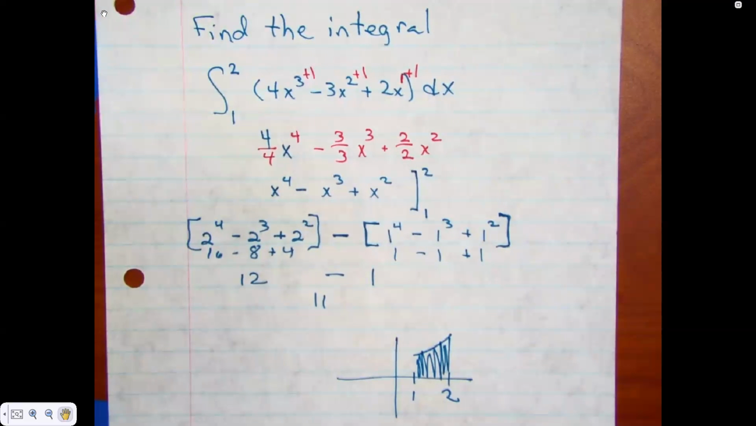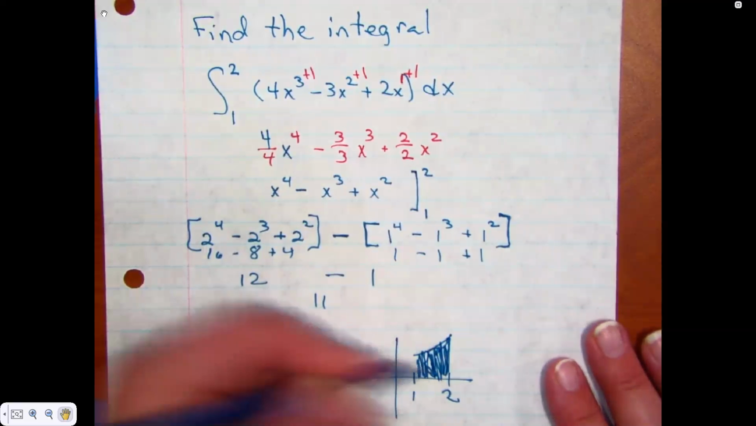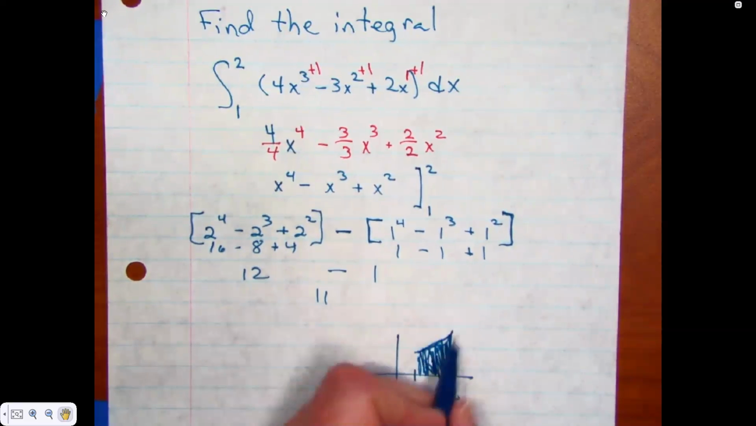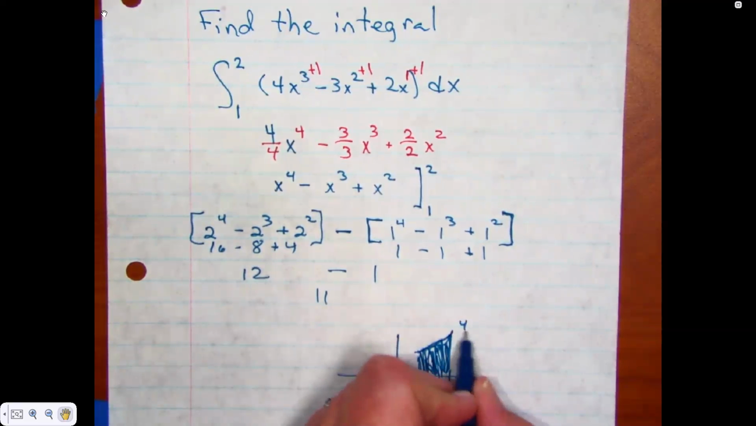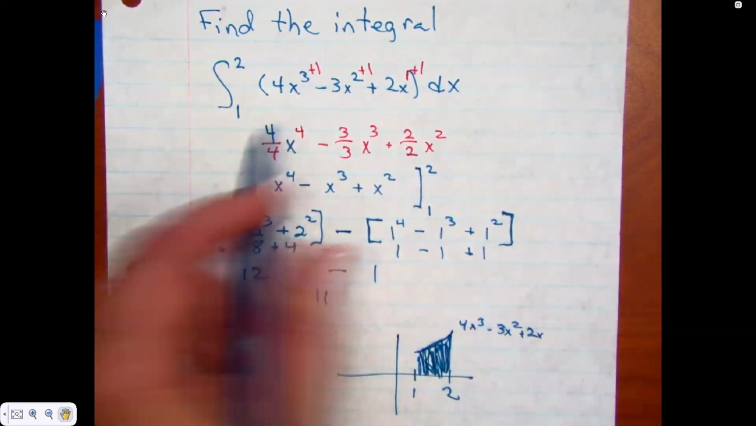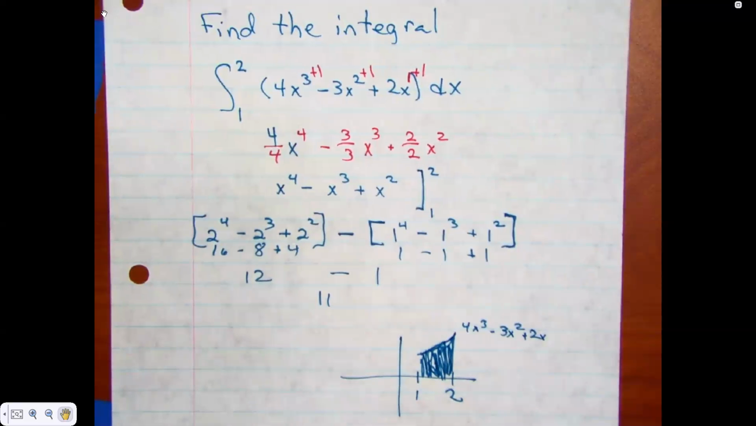Remember, we don't always put units squared, because eventually that could actually mean distance. It can actually mean volume. But for right now, for literally what we did, it is 11 units squared under that area from 1 to 2. And this curve, whatever it is, and we could graph it in a minute, is 4x to the 3rd minus 3x squared plus 2x. Under this curve from 1 to 2, that area is 11.